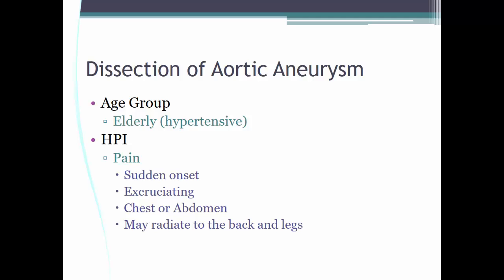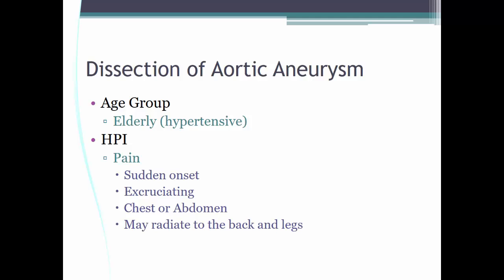Now let's talk about dissection of the aortic aneurysm that we briefly discussed in the first PowerPoint. This is a surging of blood through a tear in the aortic intima, or it could be laying as a false lumen. So the intimal tears may be a primary event or secondary to hemorrhage within the media. Dissection may occur anywhere along the aorta, again chest and abdomen.